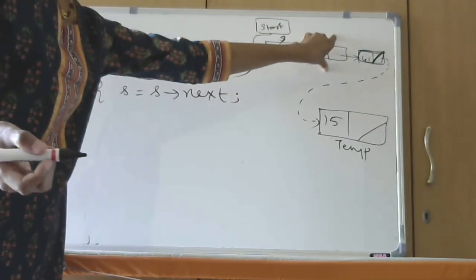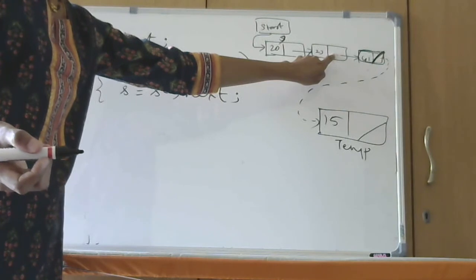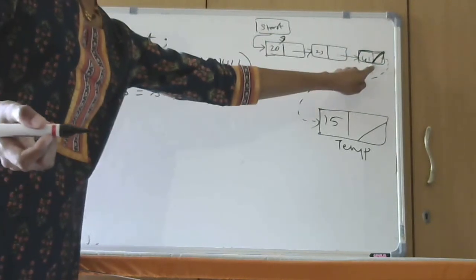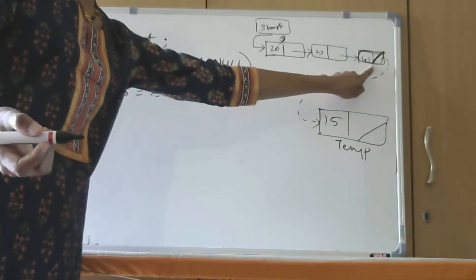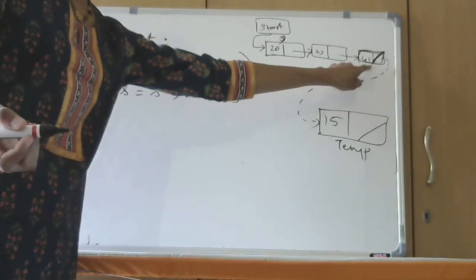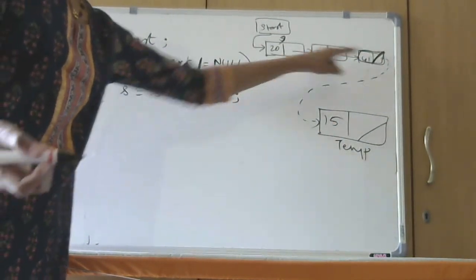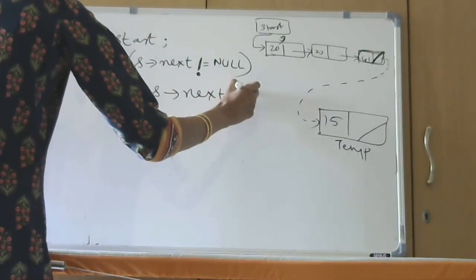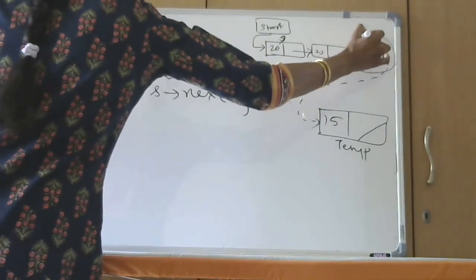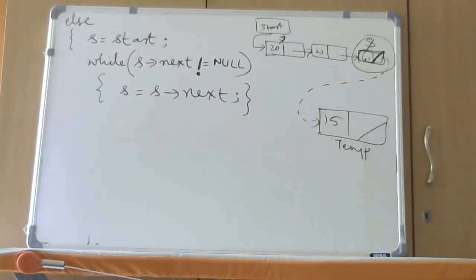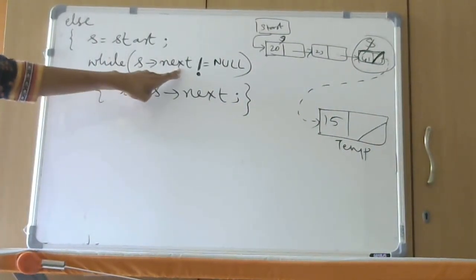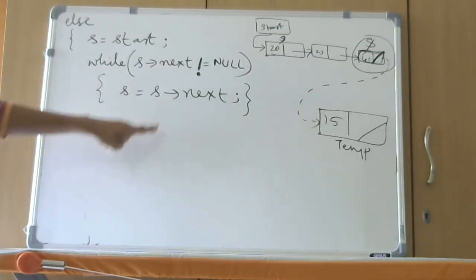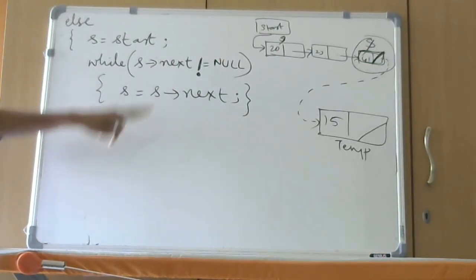This will become my S. Again, S of next, is it null? It is not null. Again, I will go to this. S of next, is it null? It is null. Okay, so I have to bring this. How can I write that? Now, S is equal to S of next. You will stop at this location, correct? This will become your S. Once this condition is satisfied, it will come out of the loop. How will you code this now?